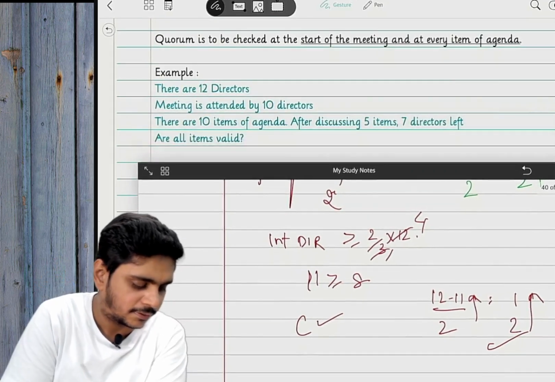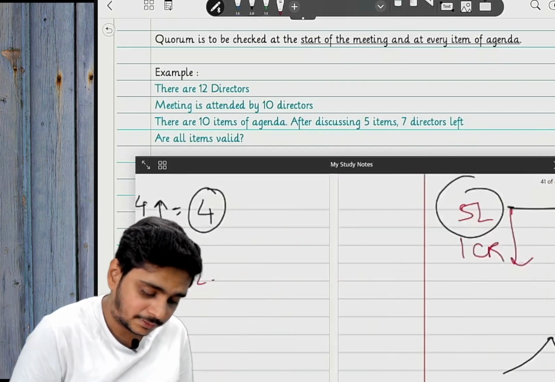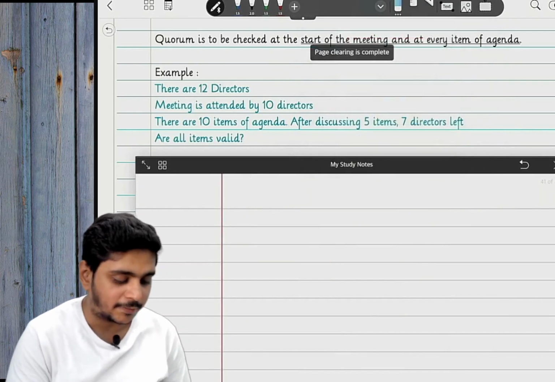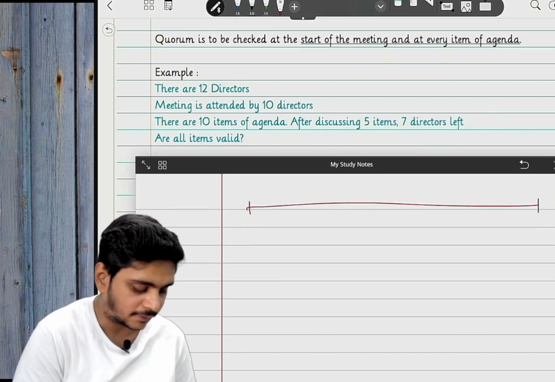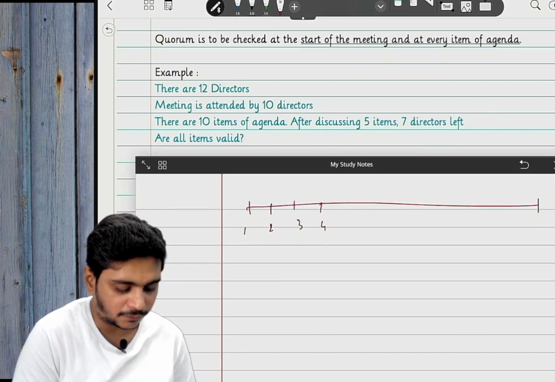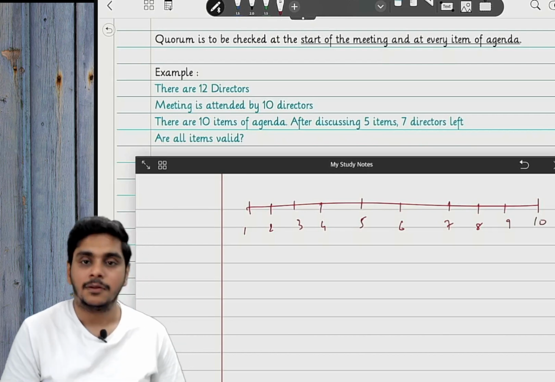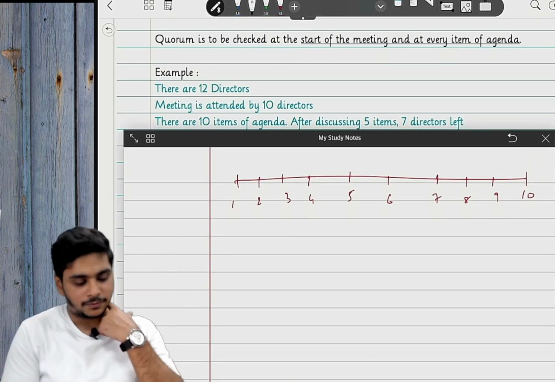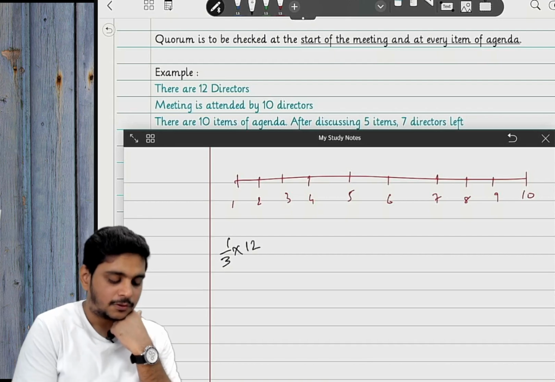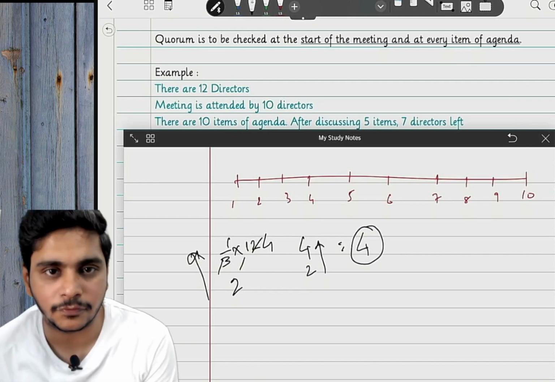See the question here. There are 12 directors. The meeting is attended by 10 and there are 10 items of agenda: 1, 2, 3, 4, 5, 6, 7, 8, 9, 10. There are 12 directors. Let's check the quorum. Quorum is 1/3 of the total or 2, whichever is higher. 1/3 of 12 is 4. 4 or 2, which is higher? 4 is my quorum. So 4 should be my quorum.